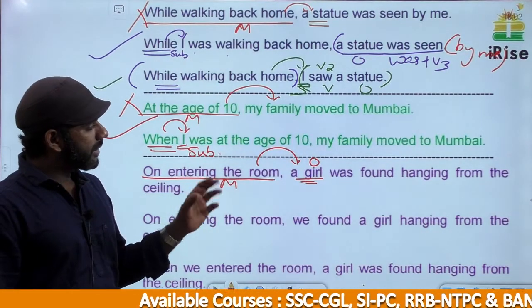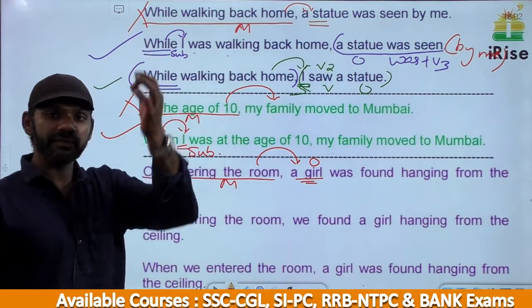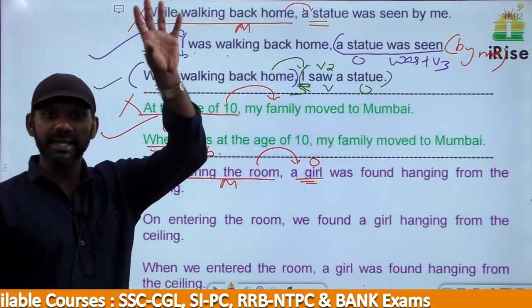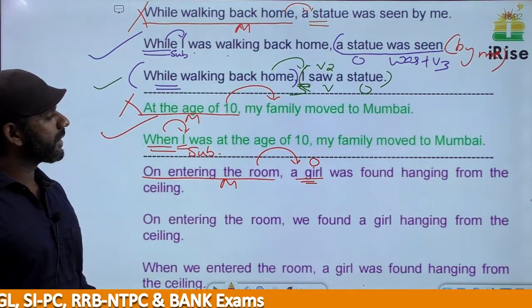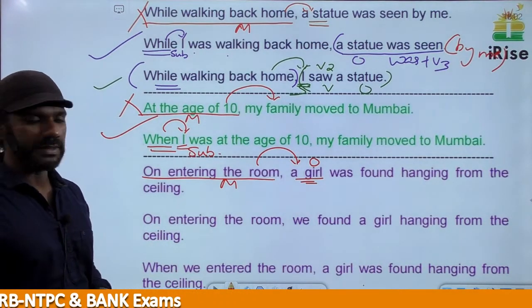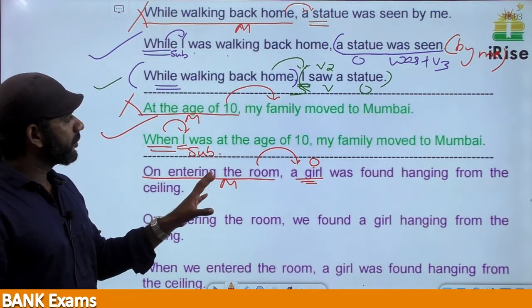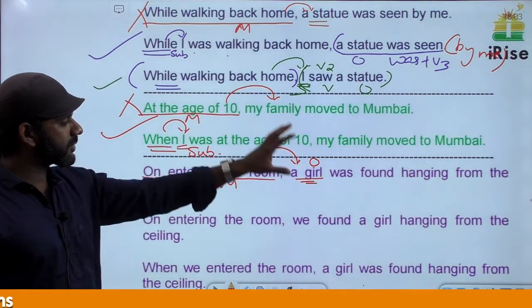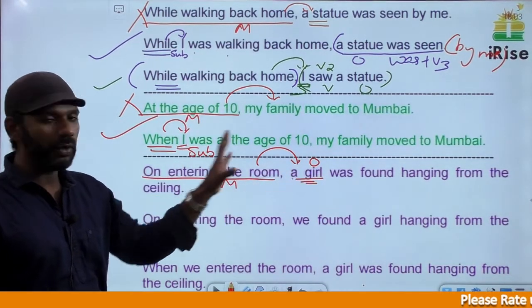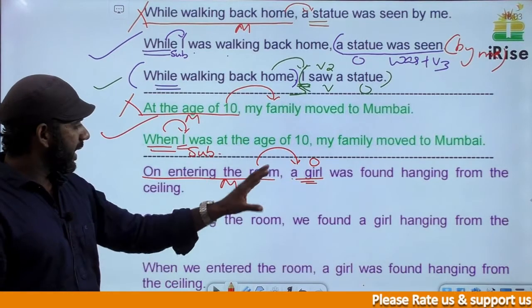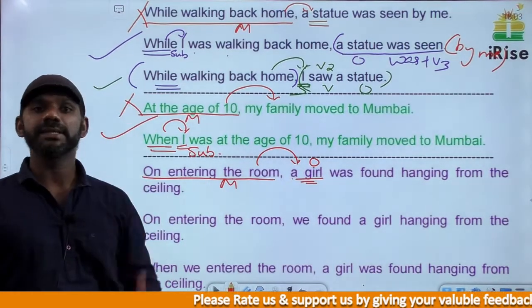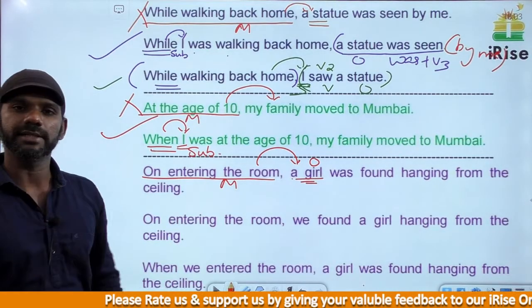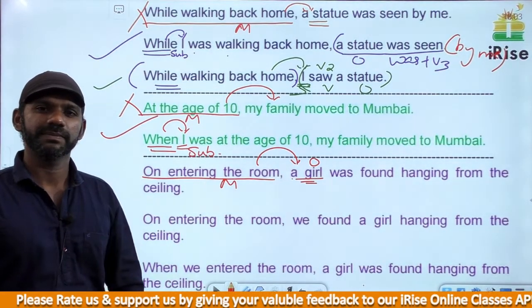On entering the room, comma, a girl was found hanging from the ceiling. What am I hanging from the ceiling? Jumping and catching the ceiling? No. Suicide. I repeat. The modifier here, on entering the room, comes very close to a girl. That means a girl was entering the room. Clear? According to the sentence, where is the girl right now? She is hanging from the ceiling. So what is the meaning of this sentence? Makes sense or not?